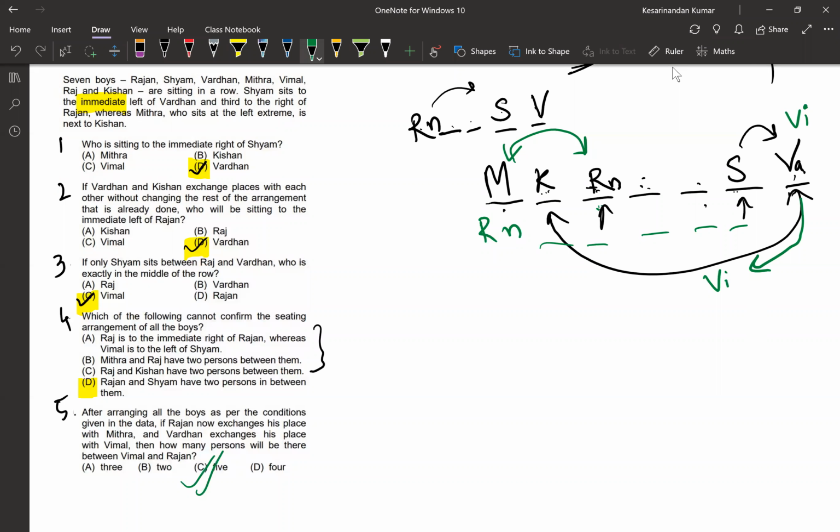I do not need to know where Vimal was sitting initially. I just need to know where Vardhan was sitting, because Vimal will be sitting at his place. So we have 1, 2, 3, 4, and 5 people between Rajan and Vimal, at the new place. Everybody understood? Everybody clear with this? How we solved it? Anybody any doubt? Okay, perfect.